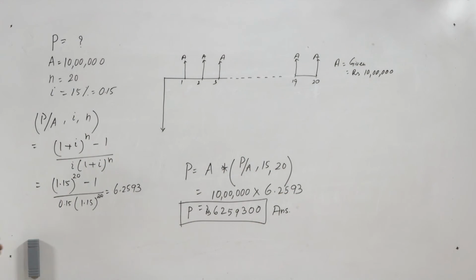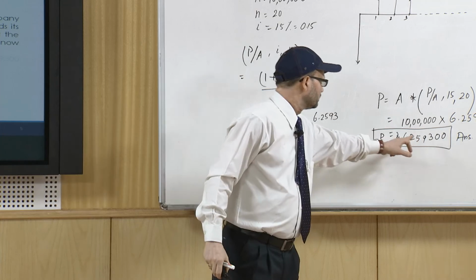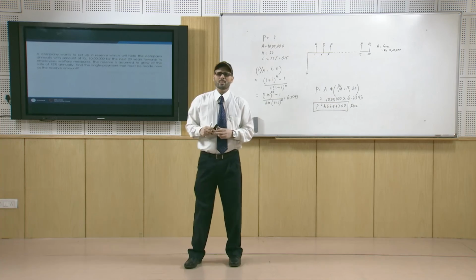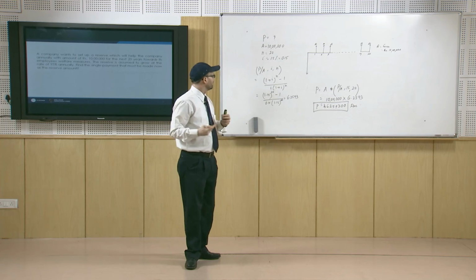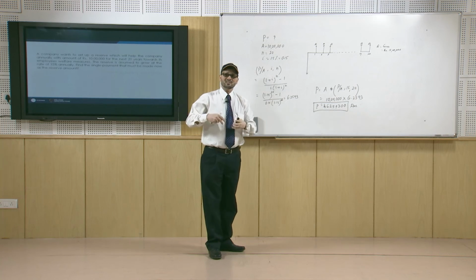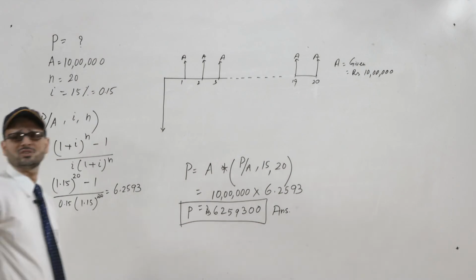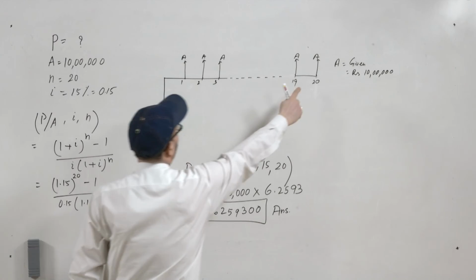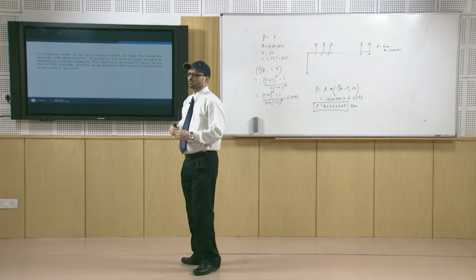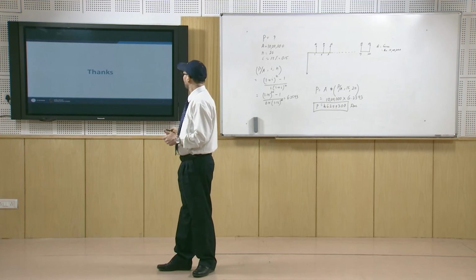So, what we see is that if the company makes a reserve fund of 62,59,300 rupees now, and this investment earns 15% interest per annum, in that case the company will get every year end an amount of 10 lakh rupees for the next 20 years. So, this is the solution of this problem. In this way we can solve the problems of such nature. Thank you.